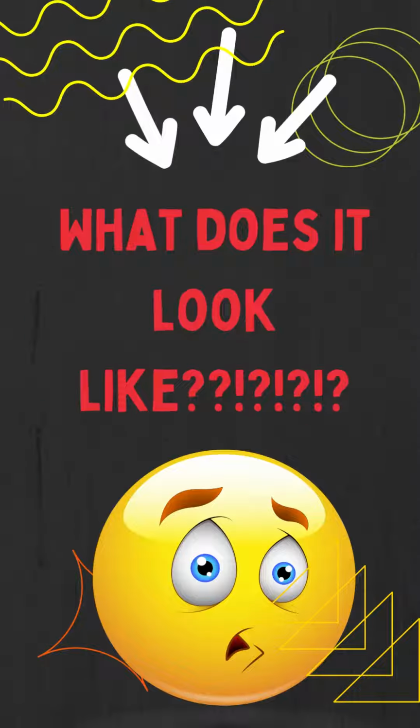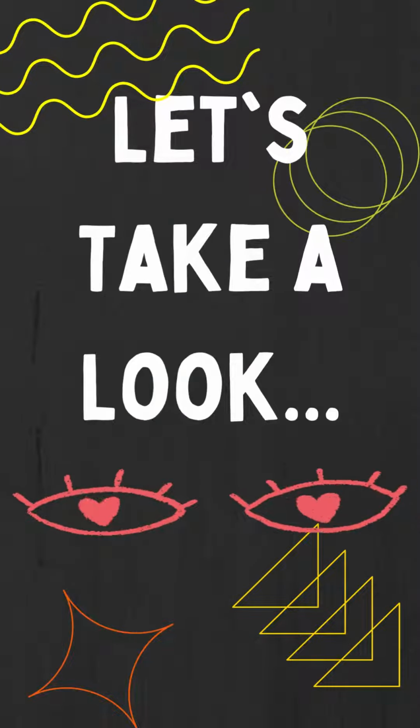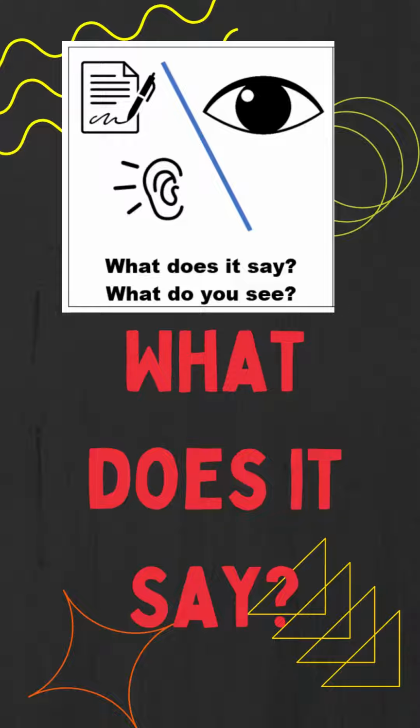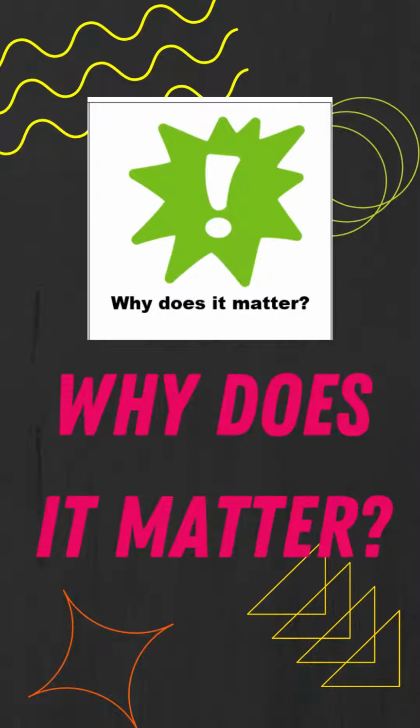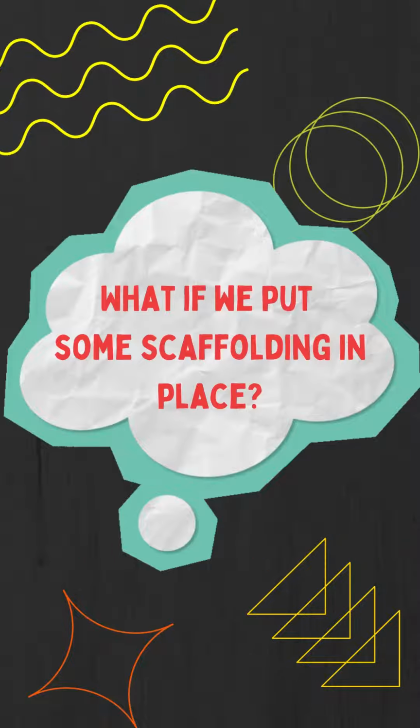But what does it look like in the classroom, especially with young students? Let's take a look. The first thing we're looking at is what does it say or what do you see, depending on the artifact that you're studying or the source you're looking at. What does it mean? That's where students have the chance to really define things in their own terms and put things in their own words. Why does it matter? This is that big piece that's so important, the application, the so what. So, what does history have to do with my life today? Also, that taking informed action piece.